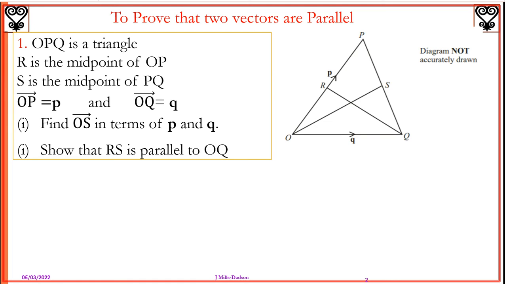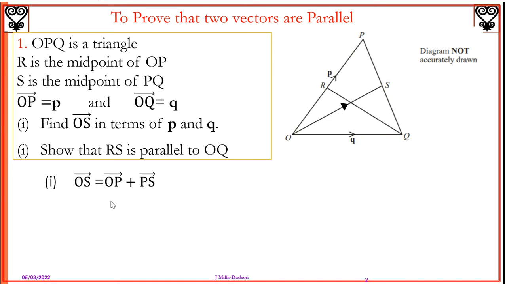Okay, so we have a triangle OPQ, and R is the midpoint of OP, S is the midpoint of PQ. We are supposed to work out the vector OS in terms of P and Q, and also to show that RS, this line, is parallel to OQ. So let's start with part I, vector OS. Vector OS is simply vector OP plus vector PS.